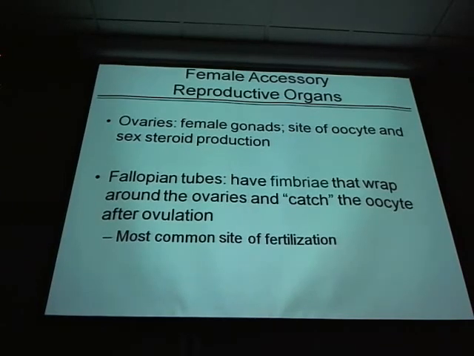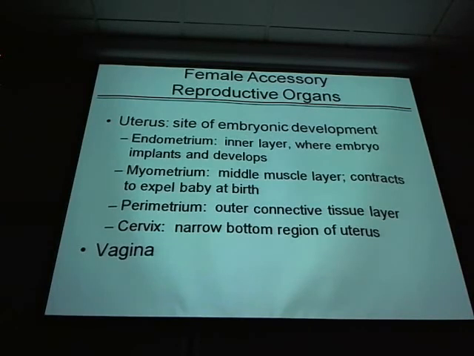Female reproductive. Okay, let's hold it together for another 10 or 15 minutes and we'll be done. Ovaries, gonads, oocyte and sex steroid production. Fallopian tubes have the fimbriae or cilia that sweep the egg along. Uterus, site of embryonic development. Endometrium, implants. Myometrium, muscle layer, contracts to expel. Perimetrium, connective tissue. Cervix, the narrow region at the bottom of the uterus. Vagina.